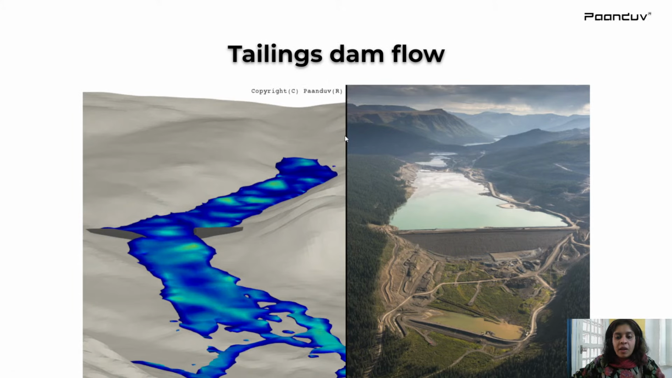This is another real-time example. This is the Red Chris mine located, I think, in Canada. And we wanted to understand what happens if the dam fails. So we artificially, through computational modeling, broke the dam, and we wanted to see what the downstream flows will be, how the downstream areas will be affected.